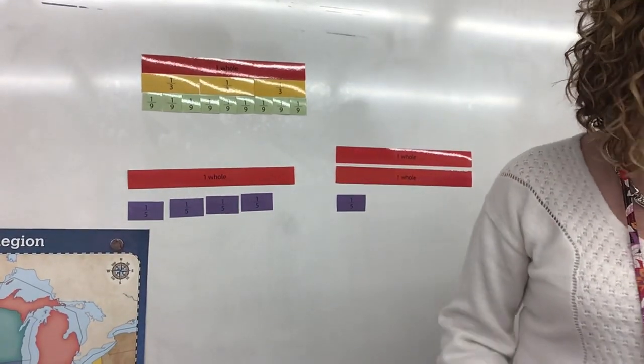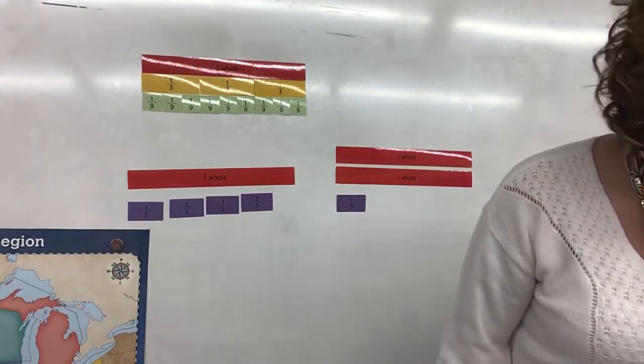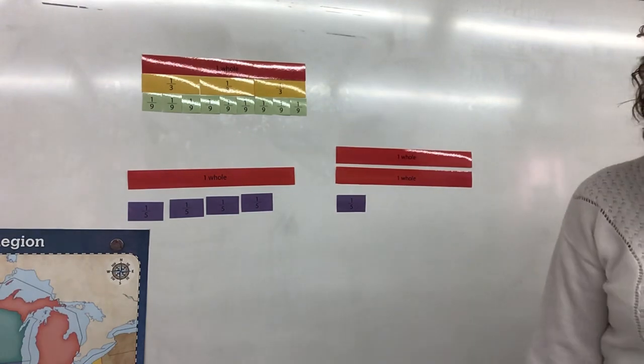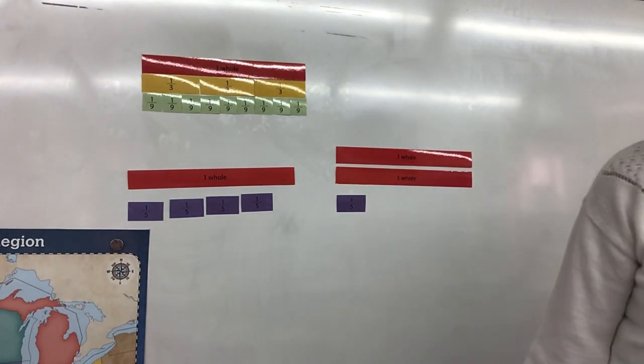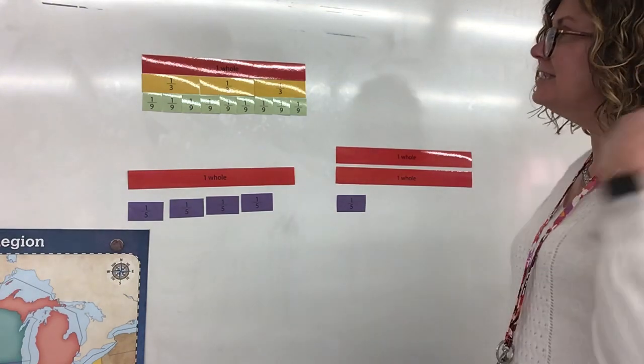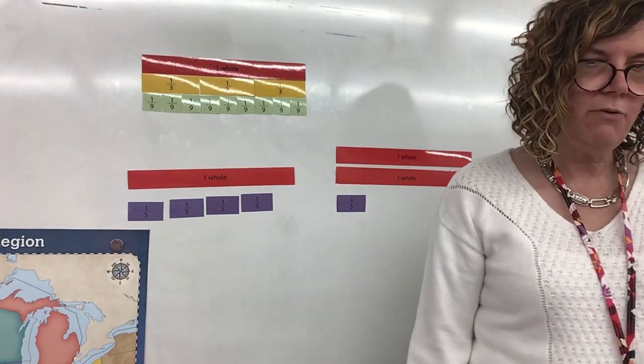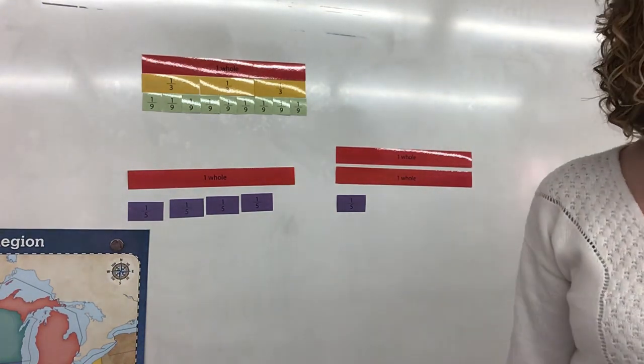For math today, we are doing Worktext pages 165 and 166, and we're also going to be doing the reviews on pages 163 and 164, due to the fact that there's no homework on Wednesdays. So, let's begin by reviewing what we learned yesterday. Yesterday we learned about mixed numbers.